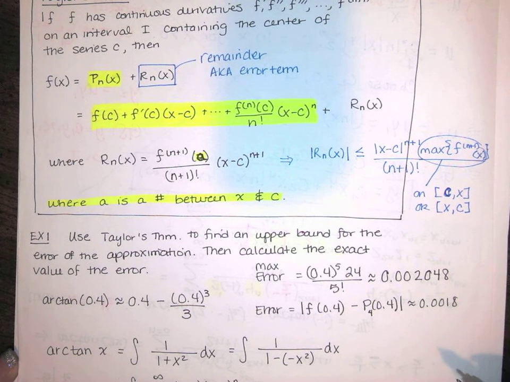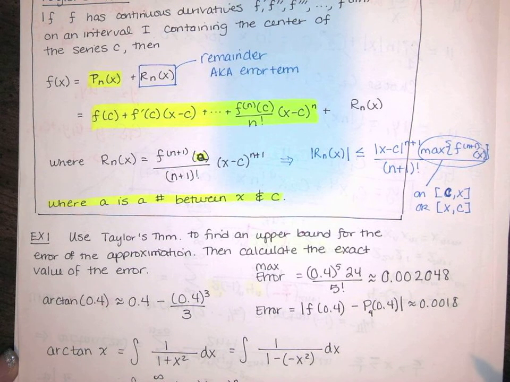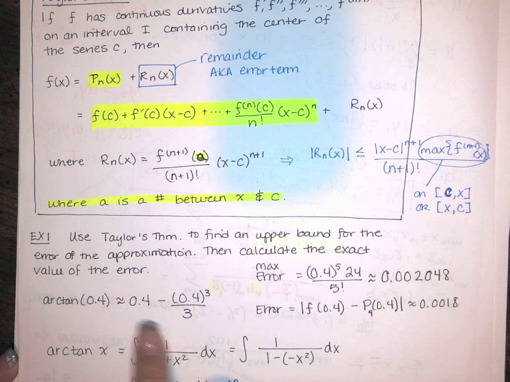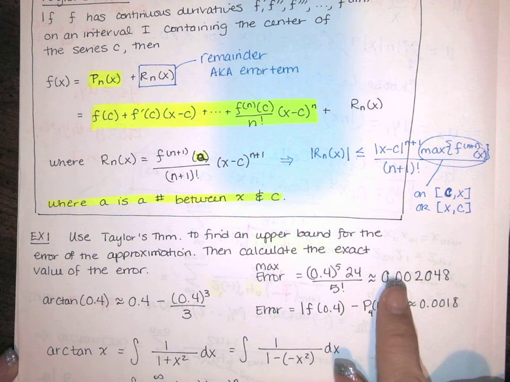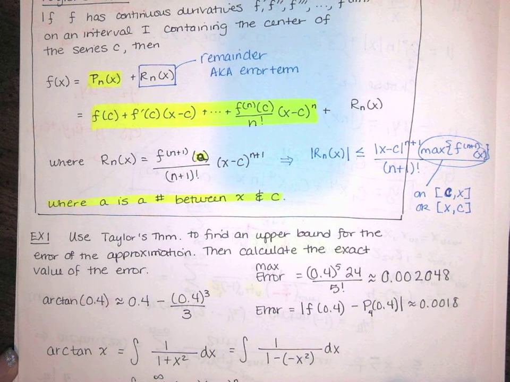The maximum error is a pretty good estimate of the true error. So that was pretty good. That means using this is a good idea for approximating this function. We can be sure that we're right to within 0.002 units.